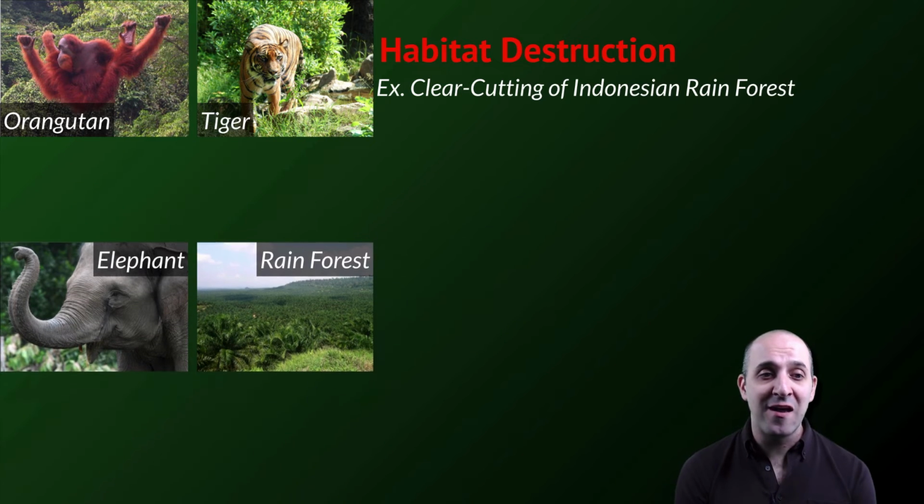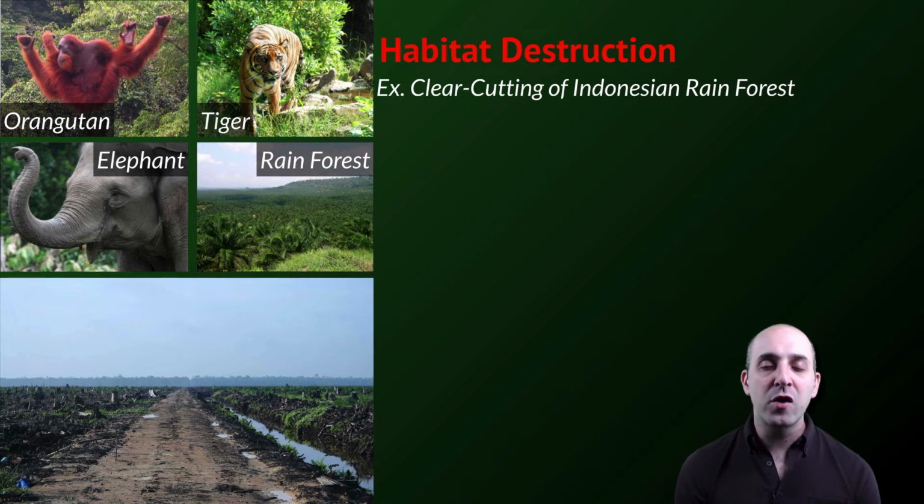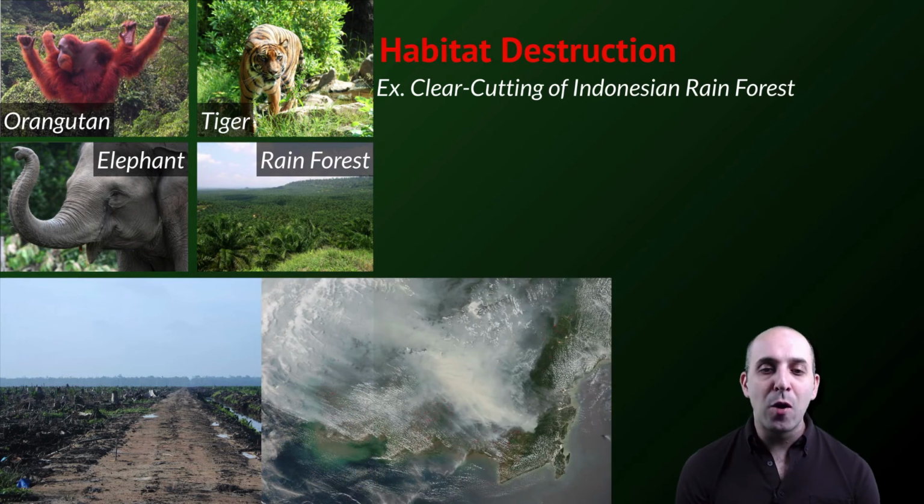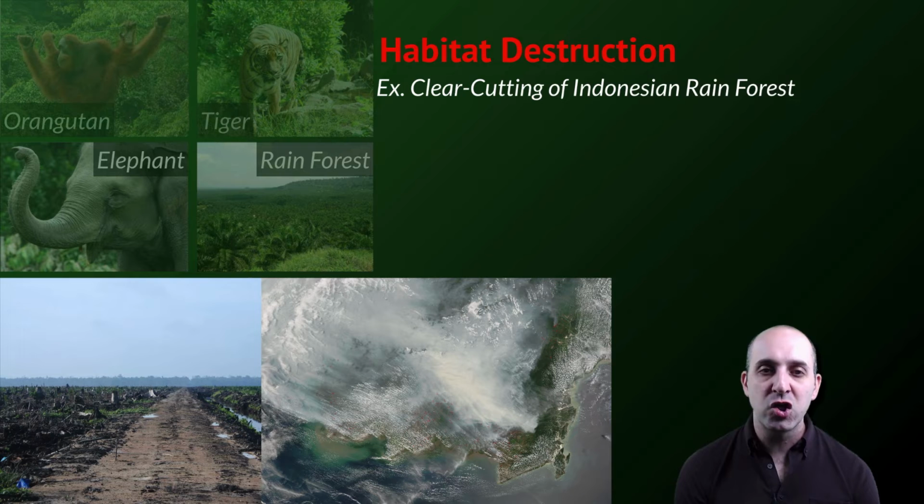habitat. Of course, this has knock-on effects as well, in that clear-cut land is more prone to erosion and loss of soil, and the burning of rainforest in Indonesia produces large clouds of smoke that then enter into the atmosphere and affect the air quality of neighboring countries as well.